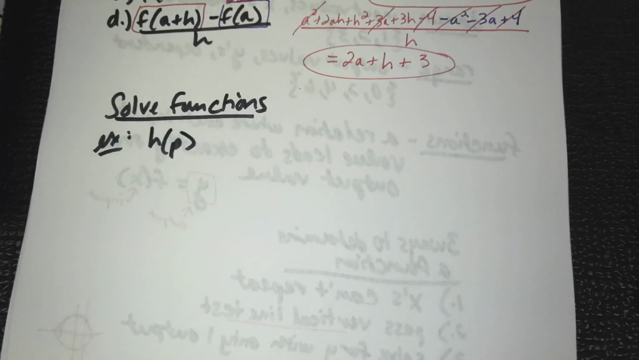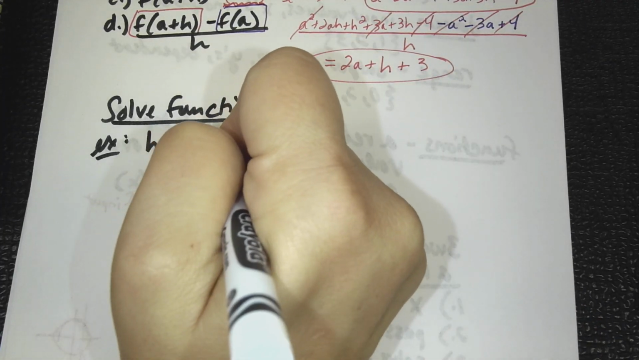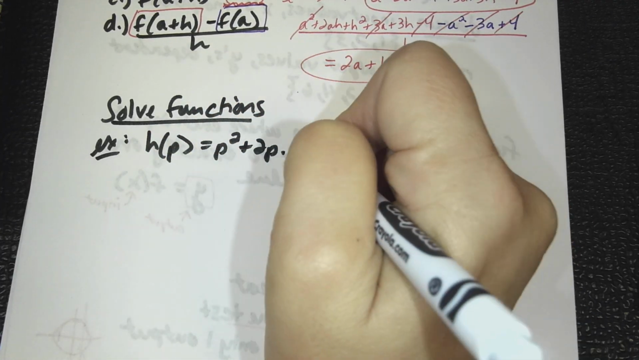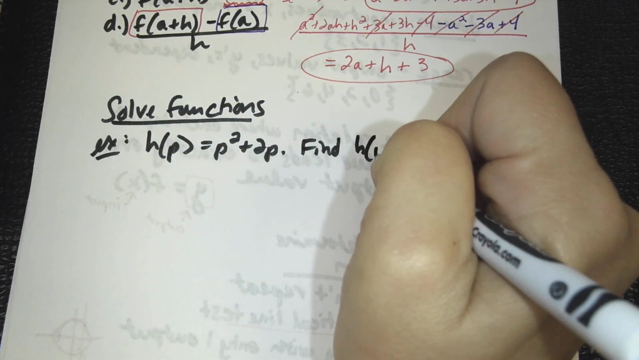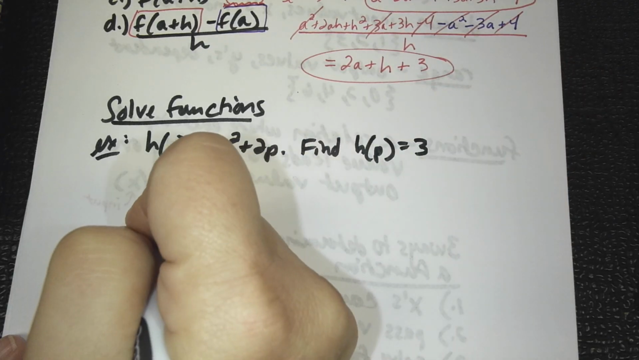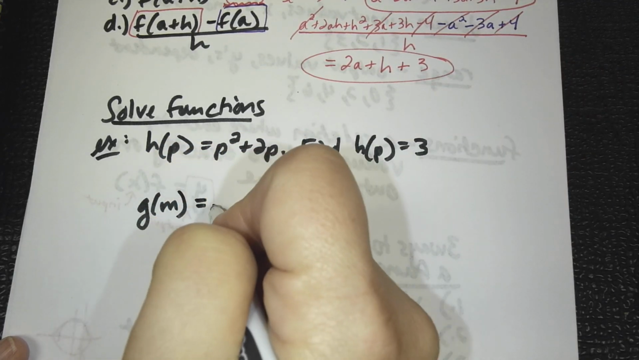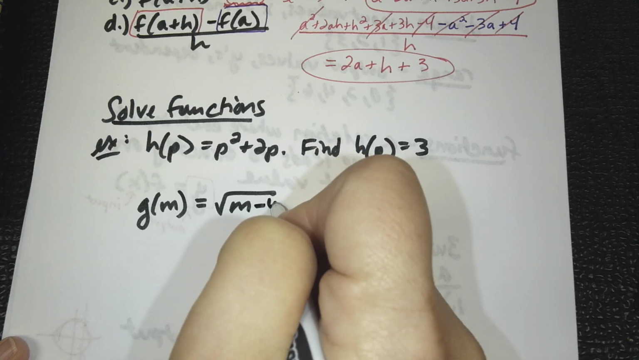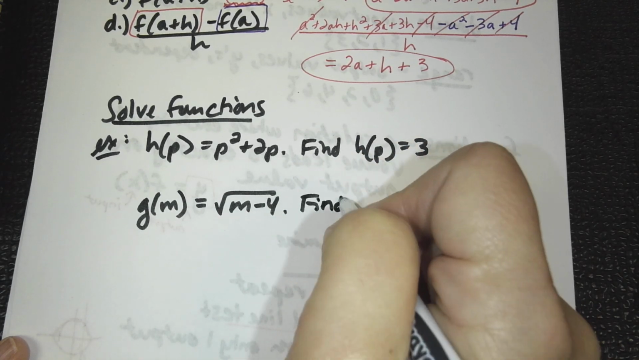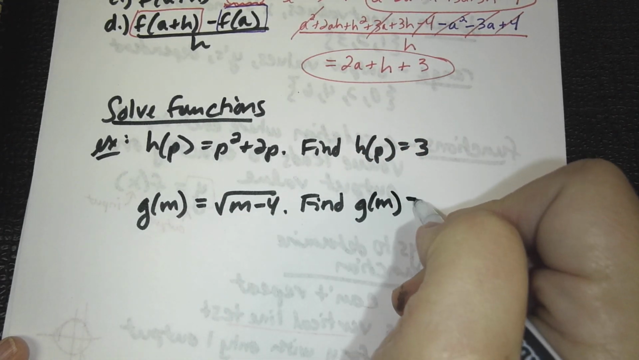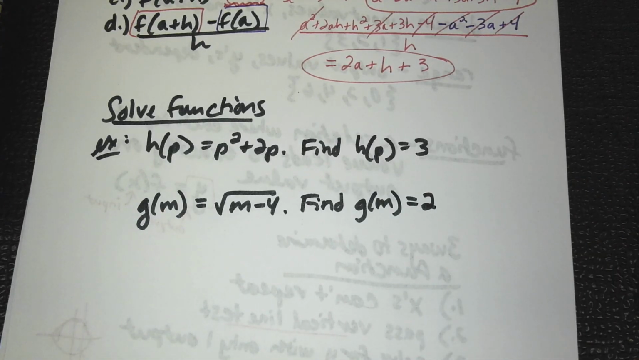All right. h of p equals p squared plus 2p. Find h of p equals 3. And then we'll do another one. g of m equals the square root of m minus 4. Find g of m equals 2. Okay. Again, if you just know the notation, this isn't going to be hard for you. It's not. This is not going to be hard if you just know notation, okay?